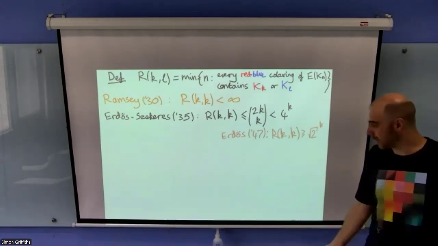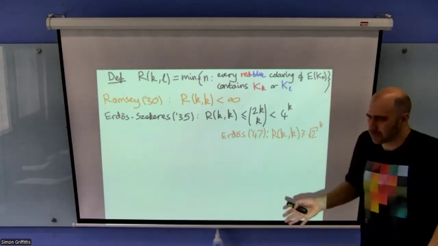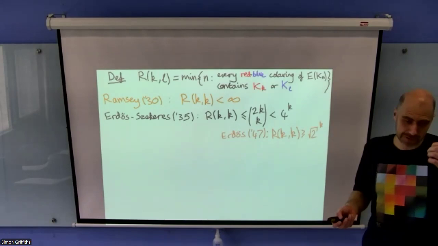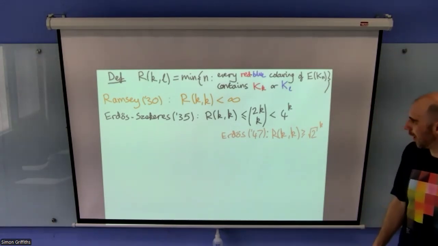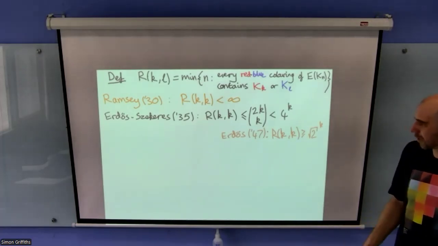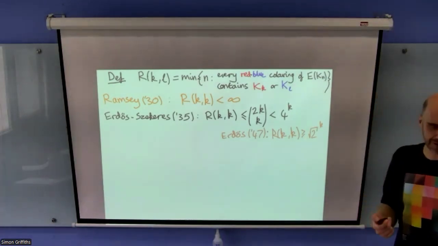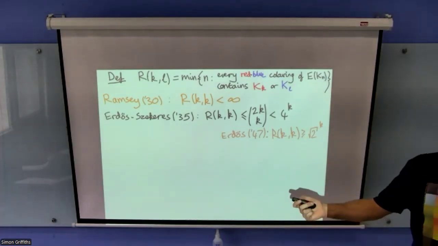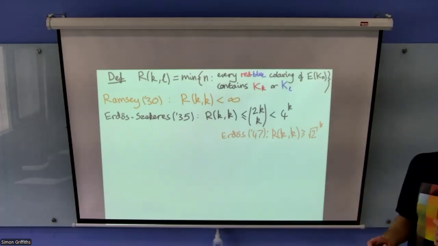On the other side, for a while, people didn't have any good way to construct graphs that would not have large cliques in one or the other color. And Erdős managed to do that and use the random coloring to prove that if you have just root 2 to the k vertices, that is not enough to guarantee a clique of size k in one of two colors.